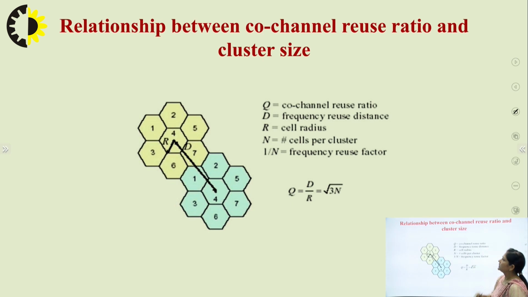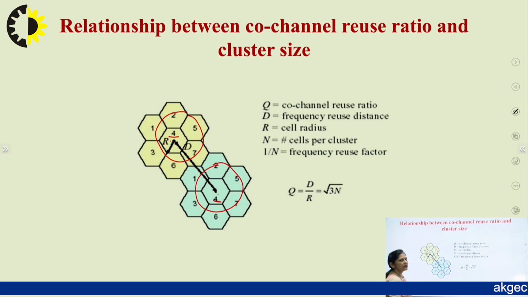Now, we will discuss the relationship between co-channel reuse ratio and cluster size. These 7 cells form one cluster, and these 7 blue cells form another cluster. Here the number 4 and here also the number 4 denote that both cells are using the same frequency. The distance between their centers is denoted as D, and R is the radius of a particular cell.